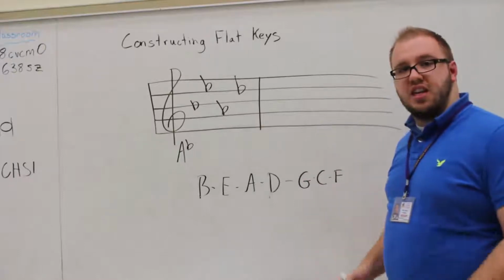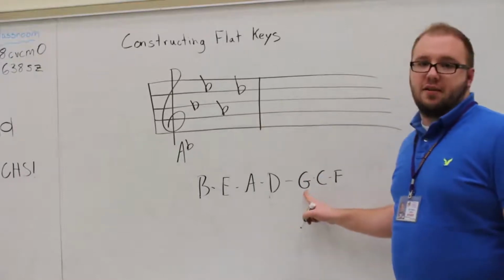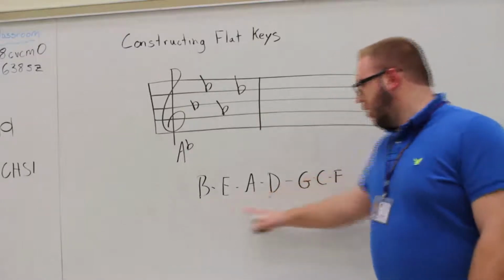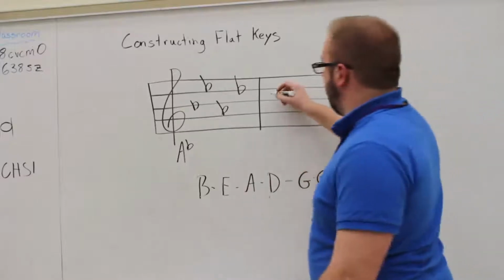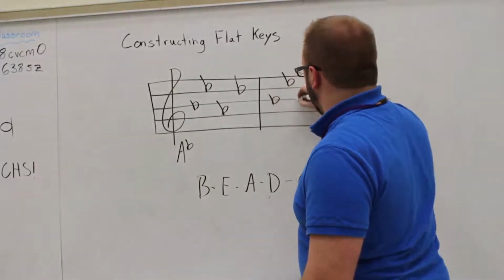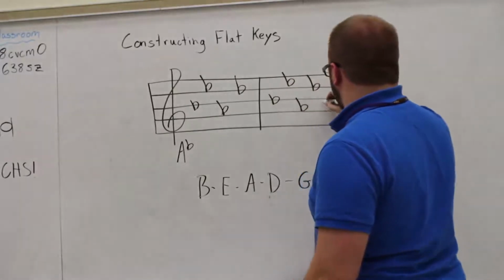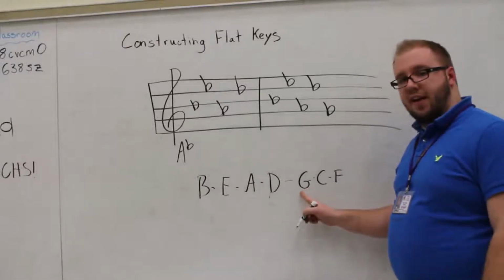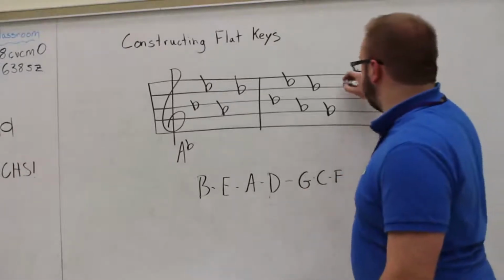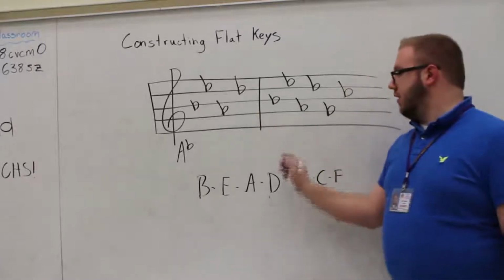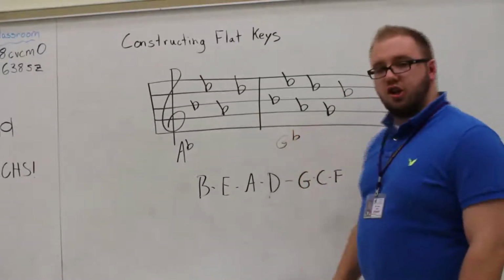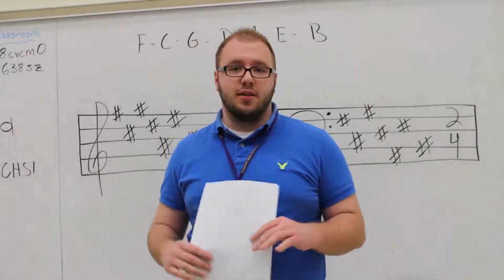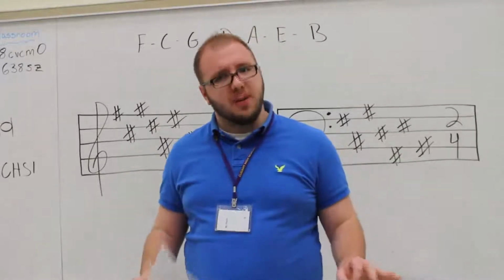I want to construct the key of G flat. That's crazy. That's a lot of flats, isn't it? So let's put all of those up there: B, E, A, D, G. But we're not quite finished yet. Remember, we always have to add the one to the left of it, which is the C flat. And that is the key of G flat.